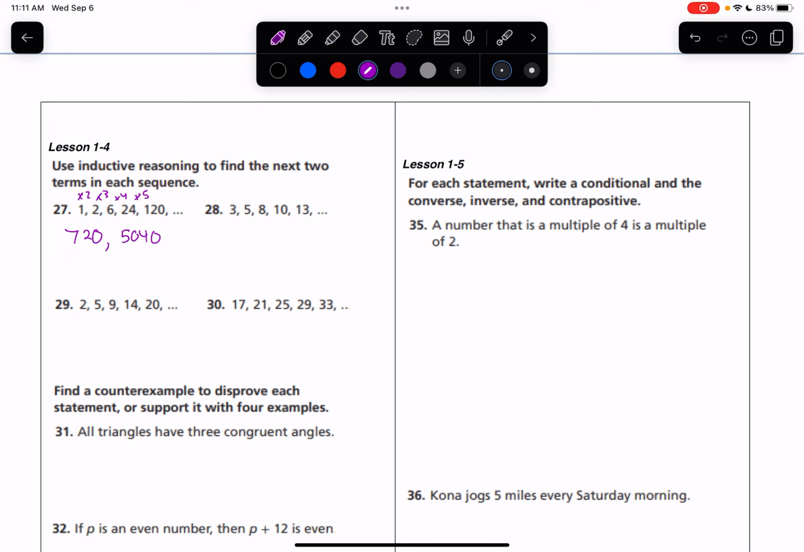All right. The next one, it looks like we are going plus 2, plus 3, plus 2, plus 3. So we're going to add plus 2, which would be 15, and plus 3, which would be 18.